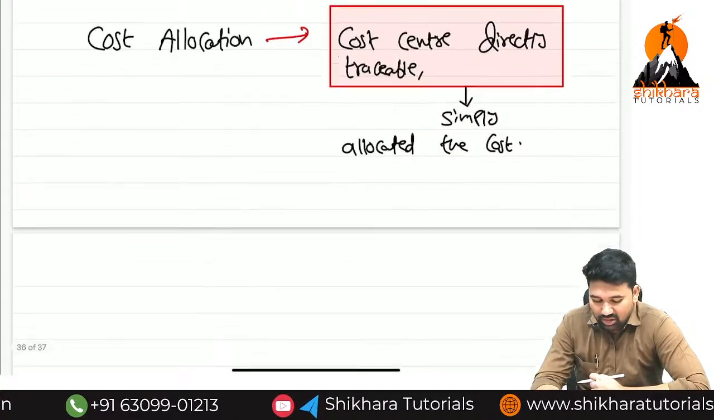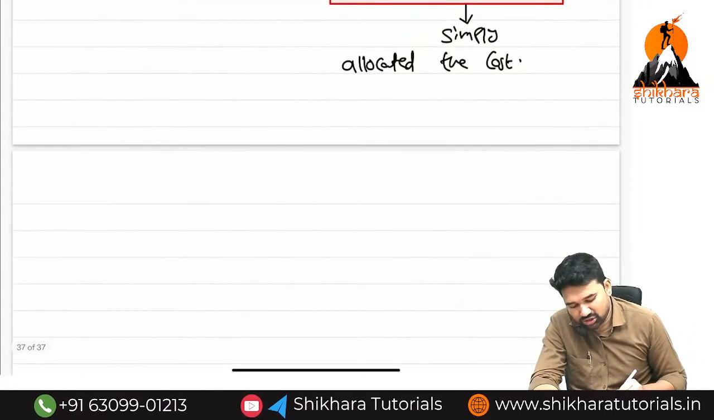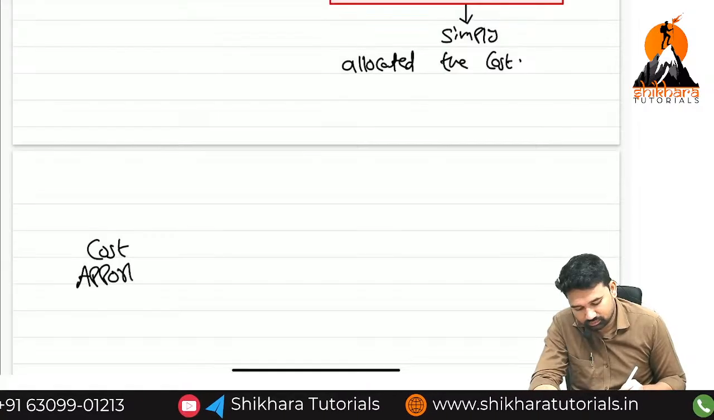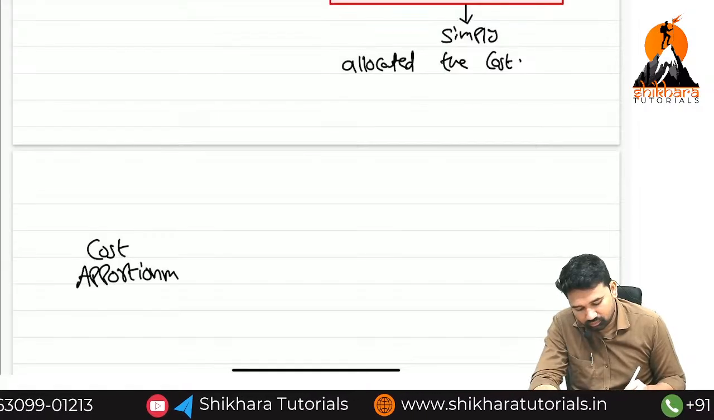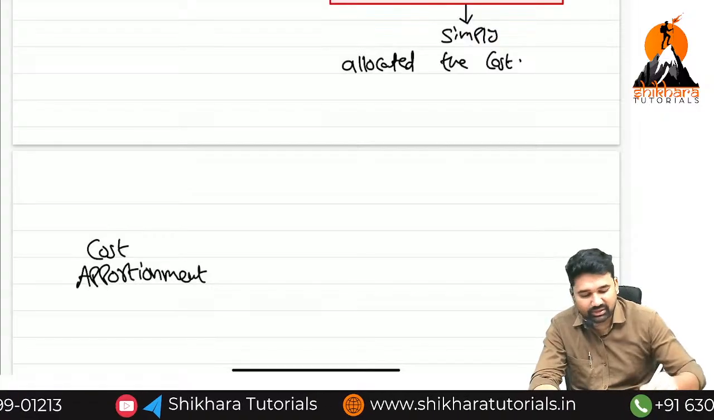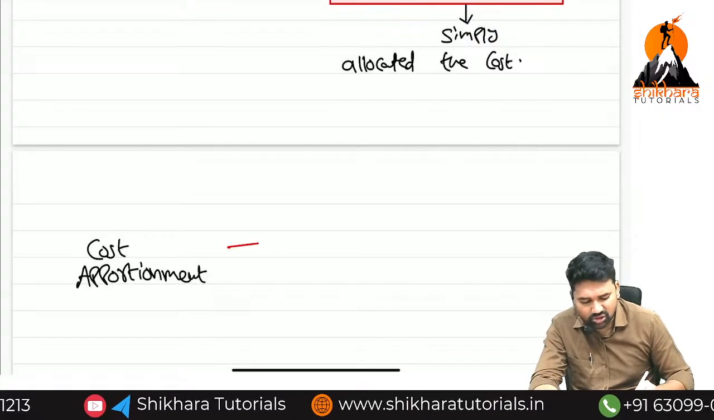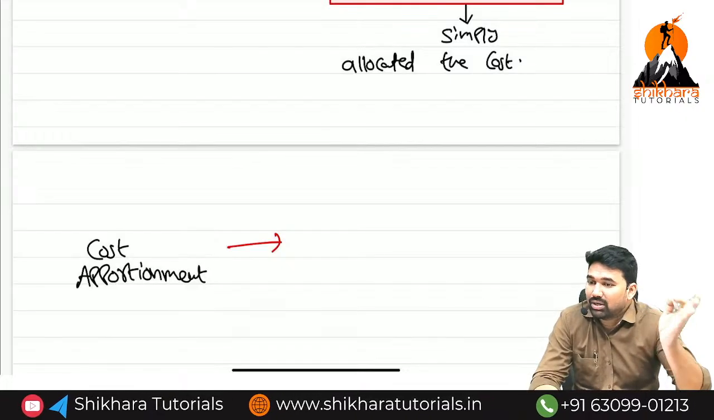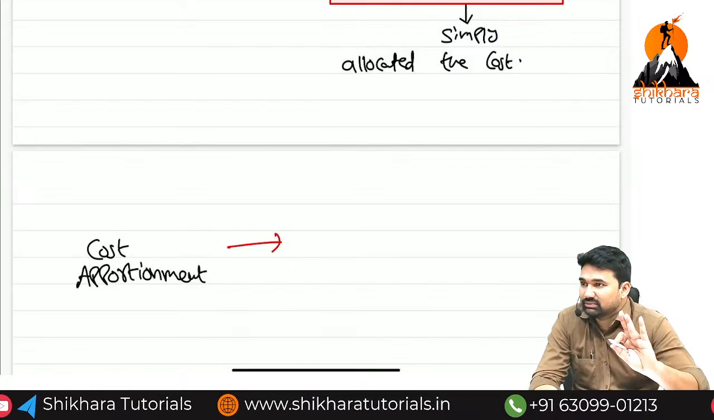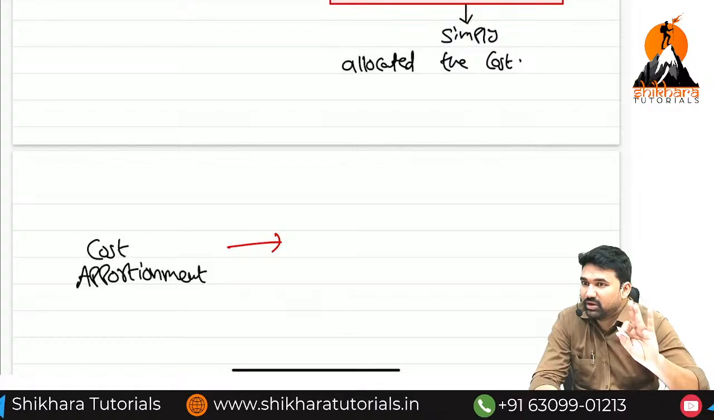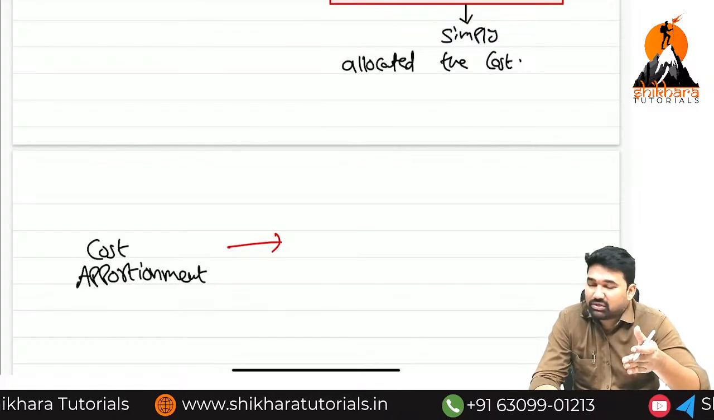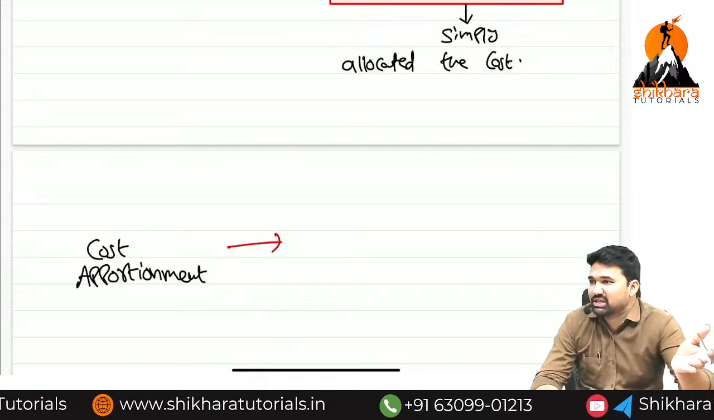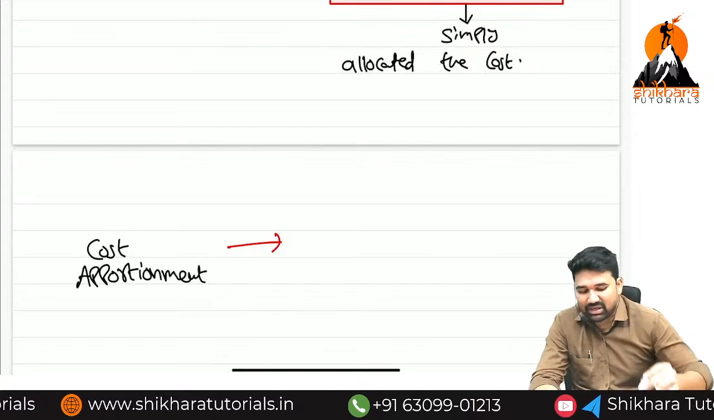Whereas in case of cost apportionment, the cost centers are not directly traceable. We don't know how much cost needs to be allocated to which cost center. Sir, tell me an example, sir.